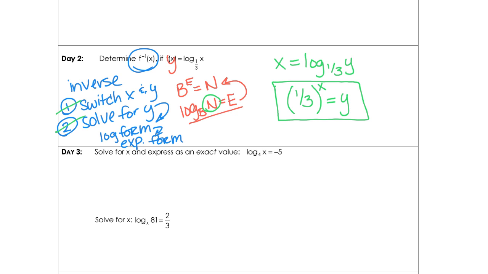All right, and that's the inverse of a logarithmic function is an exponential function. Okay, all right, I'll see you guys on day 2 notes.